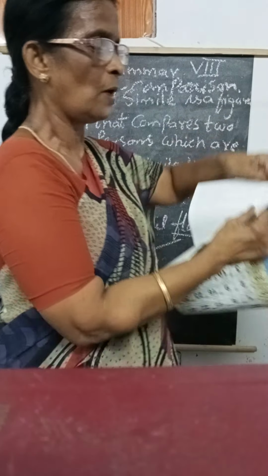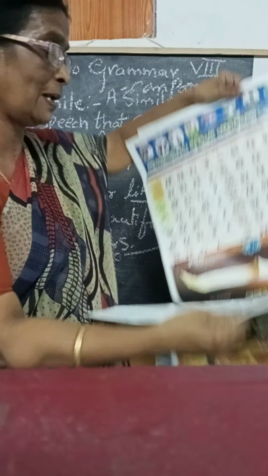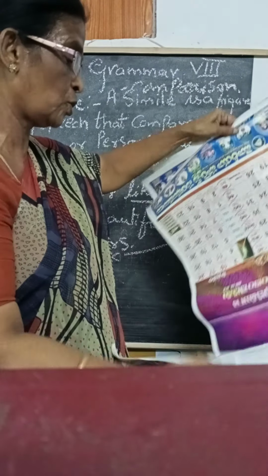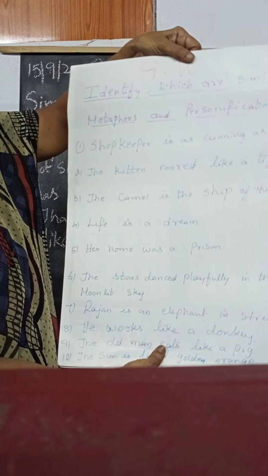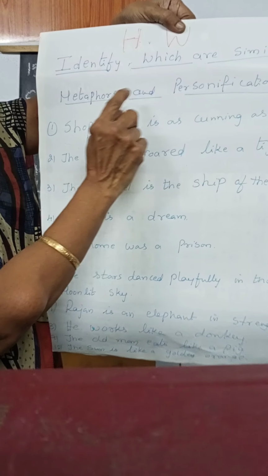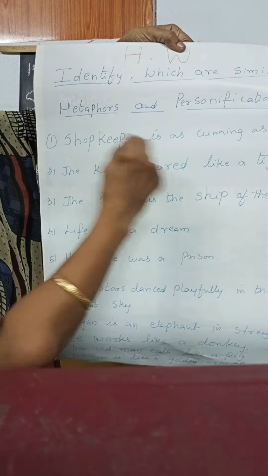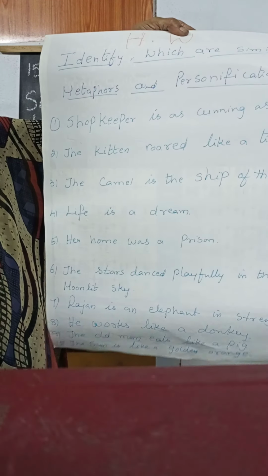Last one, you have to write down the homework. You have to identify which are simile, which are metaphor, and which are personification. You have to write which is simile in the bracket, metaphor in the bracket, personification in the bracket.